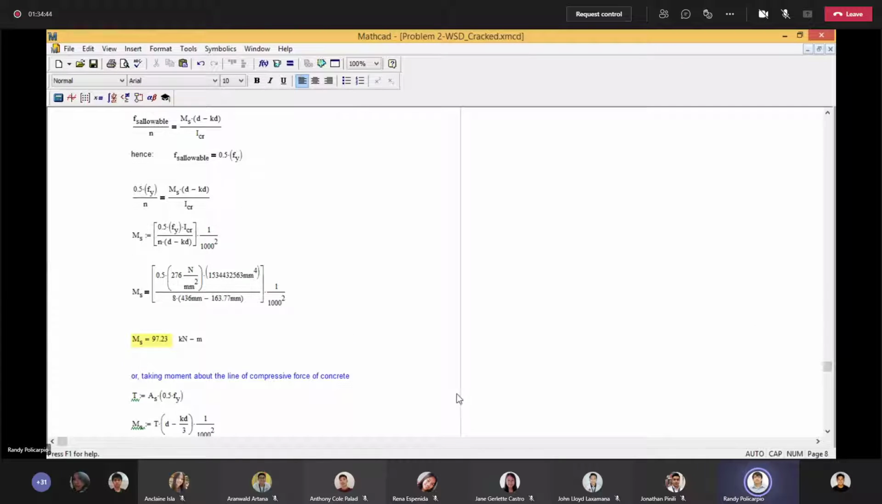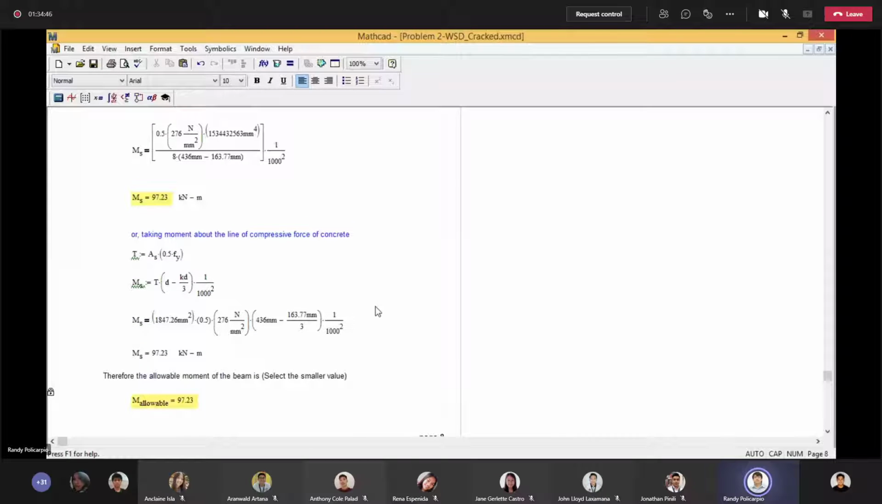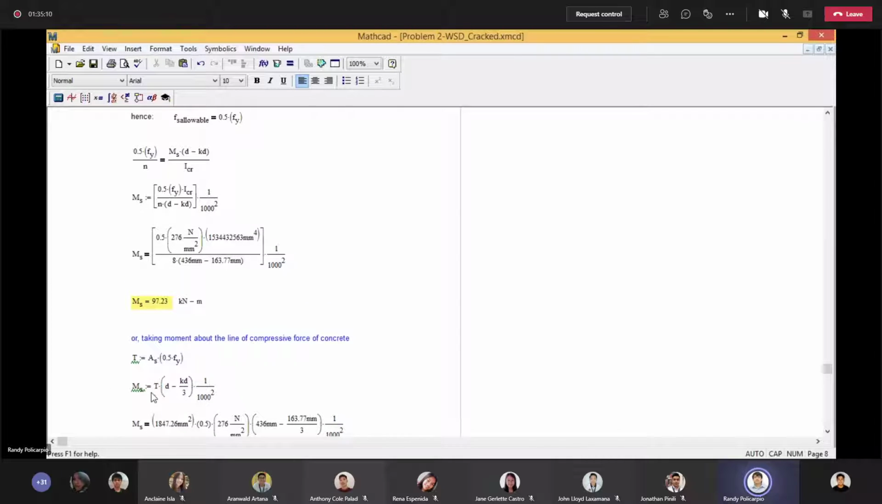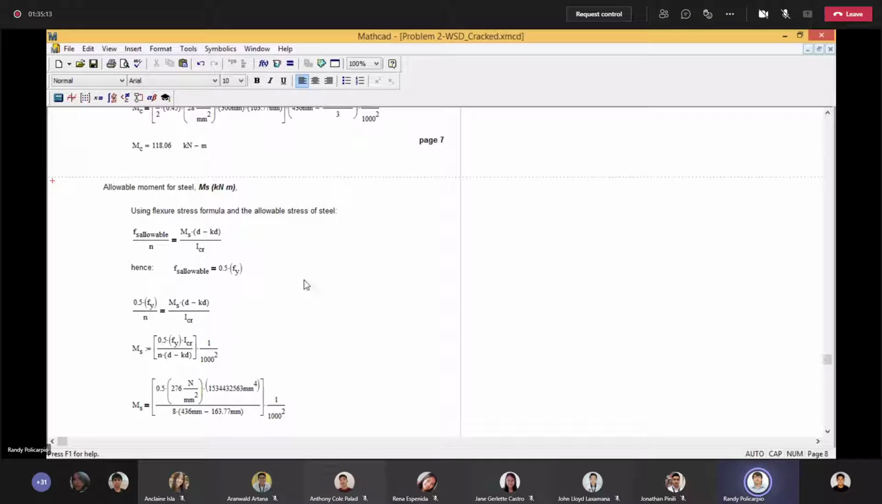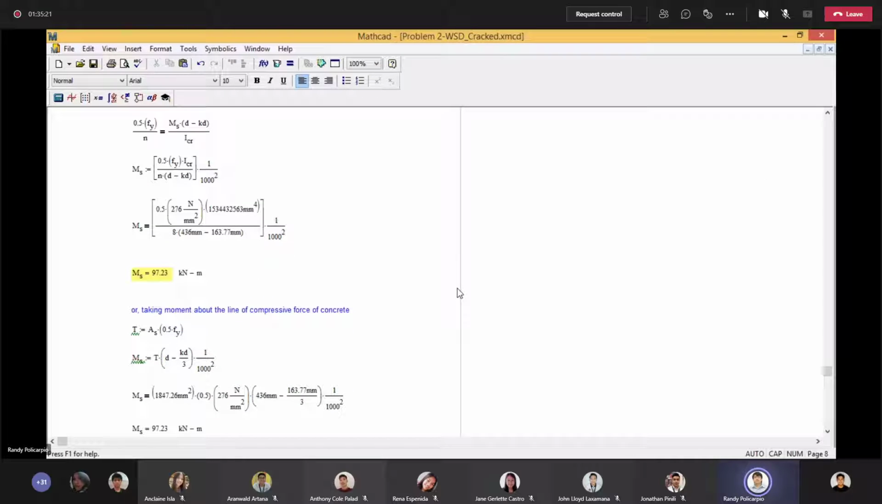Okay. For the steel, the alternative solution, ito yun, no? Our T can be computed using AS multiplied by 0.5 Fy. Then ito yung moment produced by our tension force. So, substituting the known values, it will give you the same result. So it's up to you kung ano yung gusto nyong gamitin in solving for the allowable moment in concrete and in the steel, no? So kahit sino sa dalawa, pwede yan.